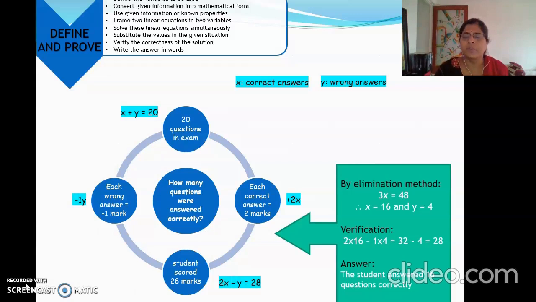Solving these two equations by the elimination method, we get the value of x is 16 and y is equal to 4. Let's do the verification. For 16 correct answers, the boy gets 16 times 2, that is 32 marks, but for 4 wrong answers, 4 marks will be deducted from 32, so he got 28 marks. And therefore the answer is, the student answered 16 questions correctly.